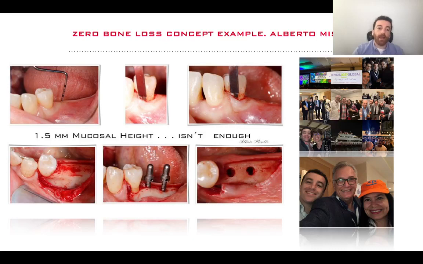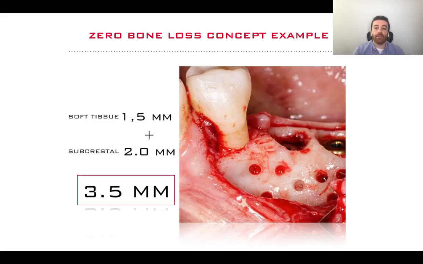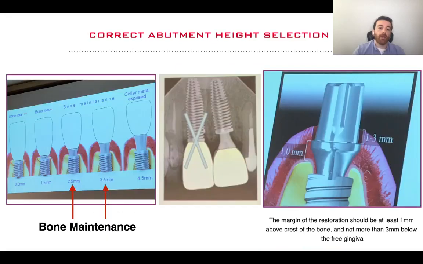So we know now that 1.5 millimeters of mucosal height is not enough in these cases. We need to go to 3 to 4 millimeters in order to protect our implants in the long term. So here's a nice example, again, illustrating why we need to place our implants subcrestal in order to reach that appropriate tissue thickness in the long term.